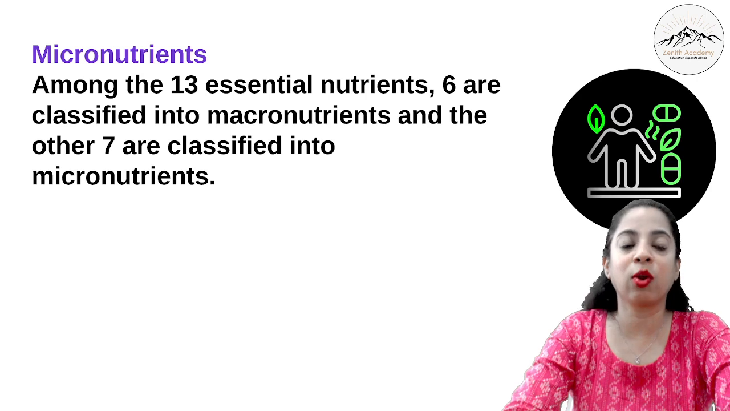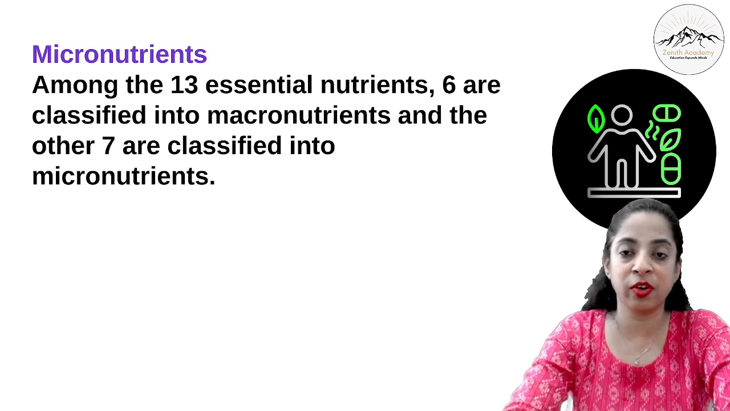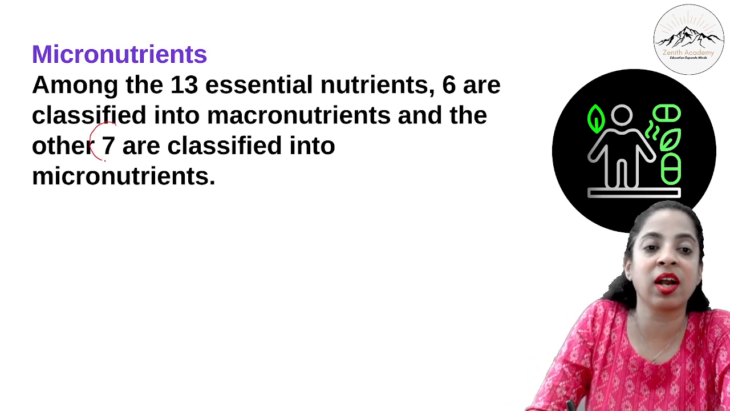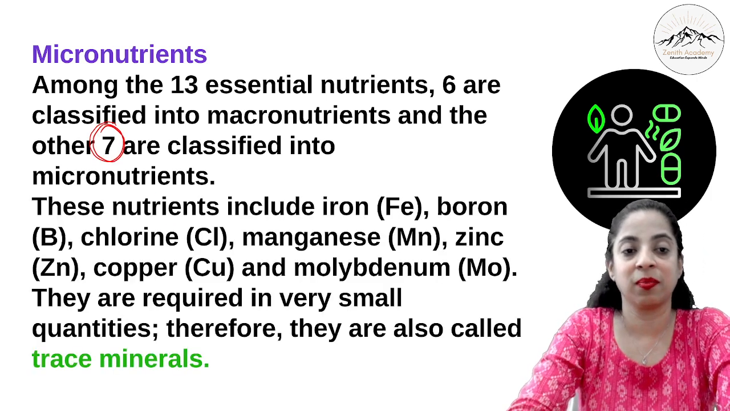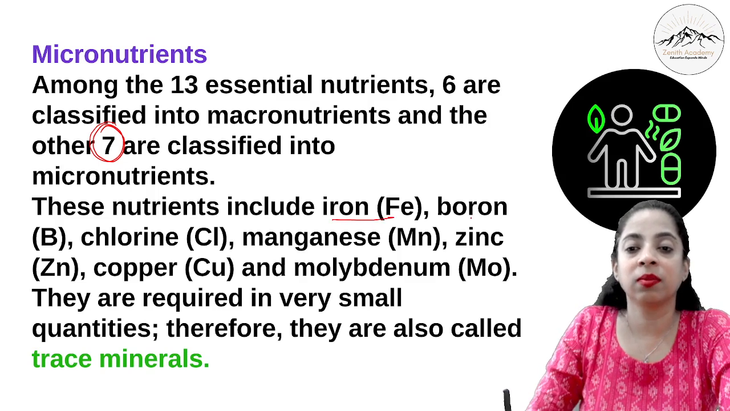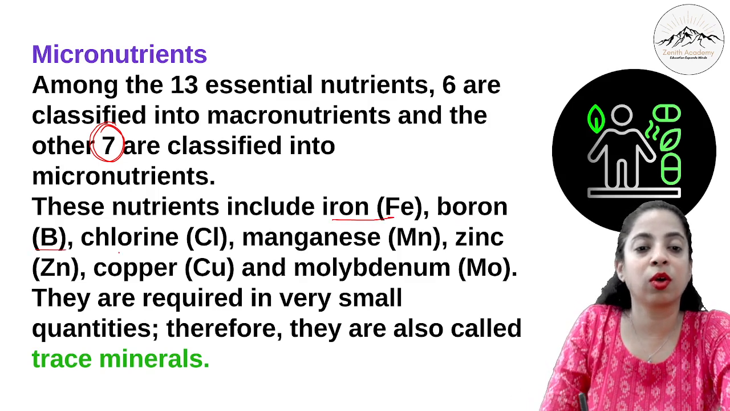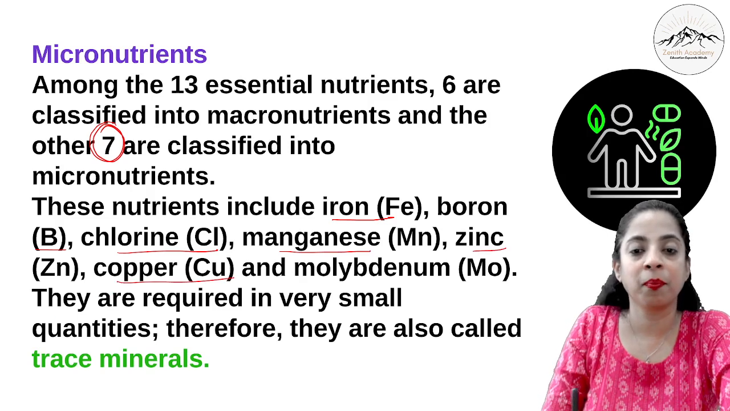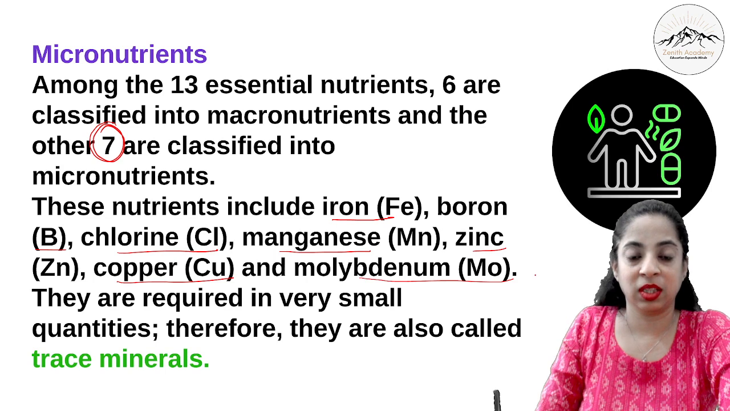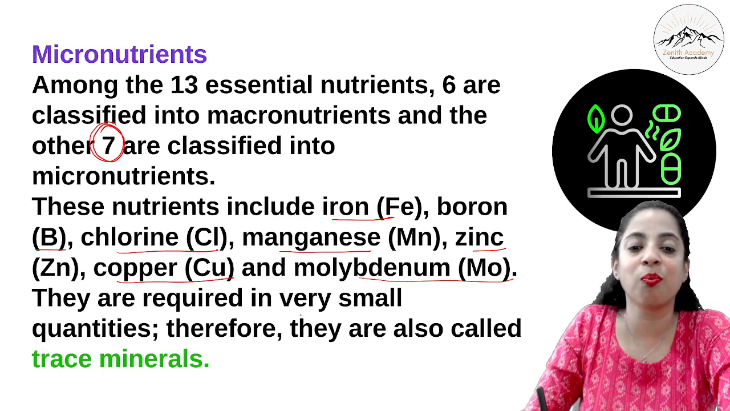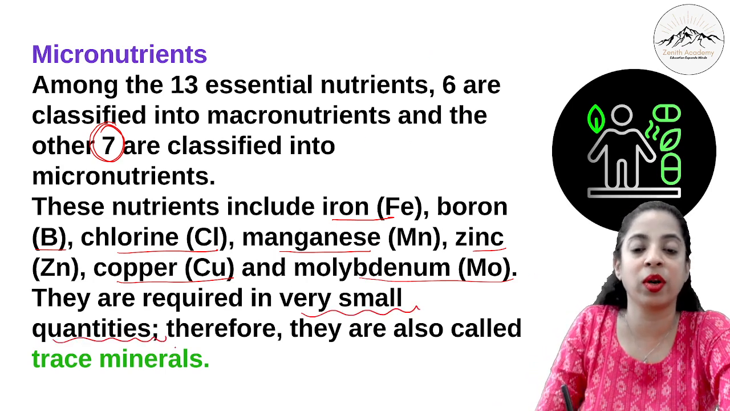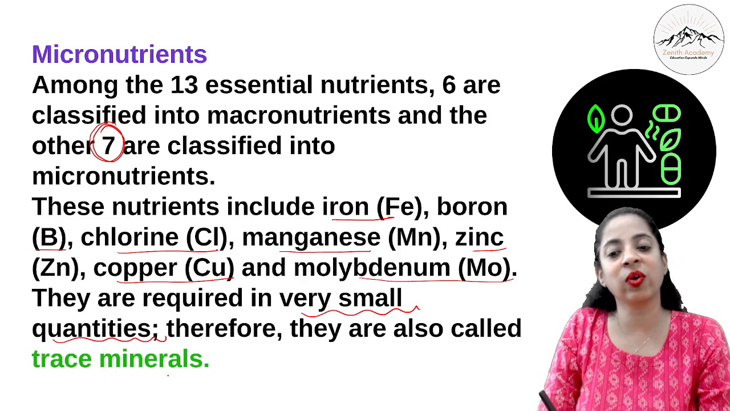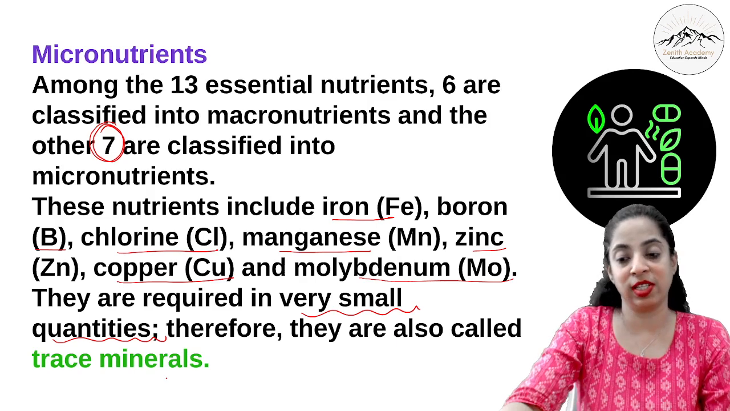Now micro. Among these 13 essential nutrients, 6 are classified as macro and the other 7 are classified into micronutrients. So they include iron, boron, chlorine, manganese, zinc, copper and molybdenum. They are required in very small quantities, very trace amounts. Trace means very small. That is why they are also called trace minerals.